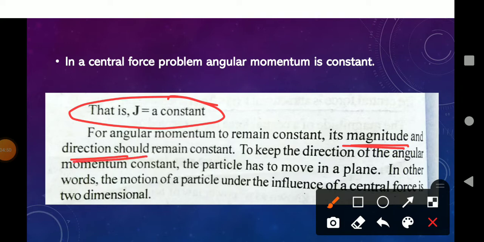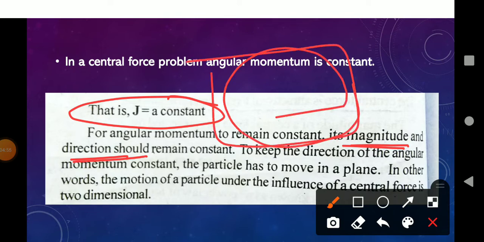So to keep the direction of the angular momentum constant, the particle has to move in a plane. In other words, the motion of the particle under the influence of a central force is two-dimensional. It's very important. This follows from the fact that in a central force, the angular momentum is constant.